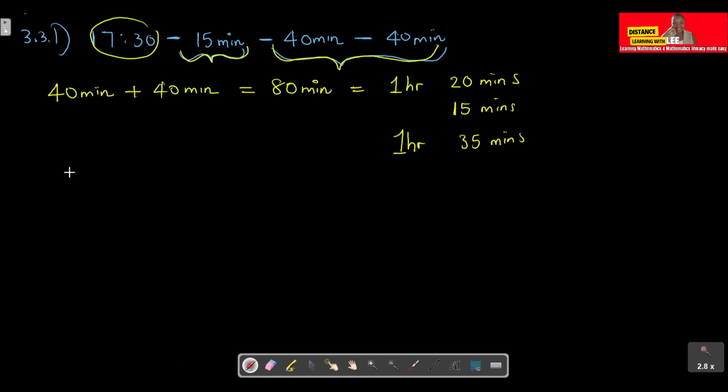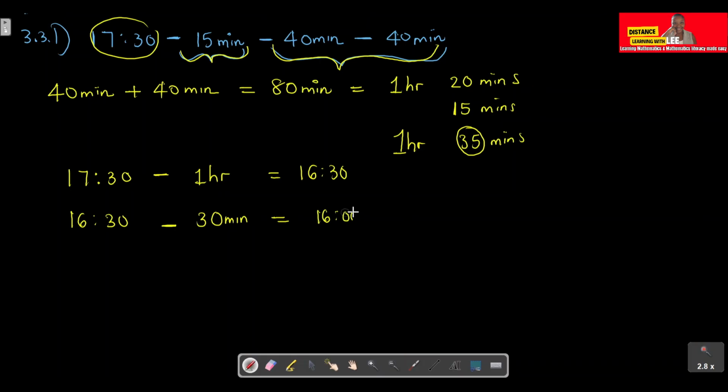If I'm at 17:30 and I subtract the first hour, where does that put me? Minus 1 hour puts me at 16:30. And if I'm at 16:30 and I minus 30 minutes, because here I've got 30 minutes plus 5 minutes, that will put me at 16:00.